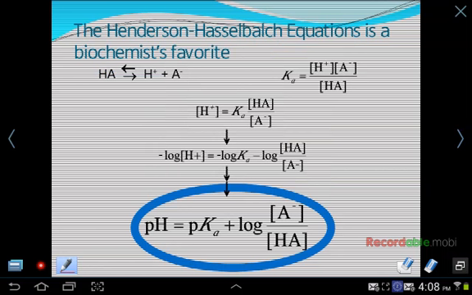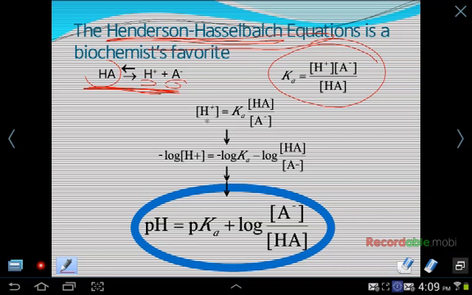So let's say we want to make a buffer, or we want to determine how much of the conjugate acid or the conjugate base is in solution, or if we want to predict the pH. We'll do that utilizing the Henderson-Hasselbalch equation. This is an equation that biochemists use all the time. Here we can see our chemical equilibrium, where our weak acid is in equilibrium with hydronium and our conjugate base. And here we have our equilibrium constant, where Ka is equal to [H+][A-] over [HA].